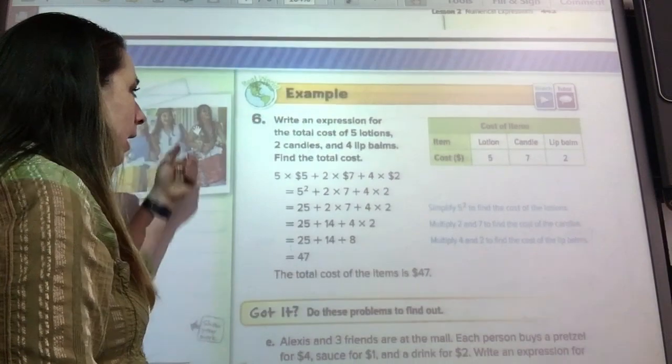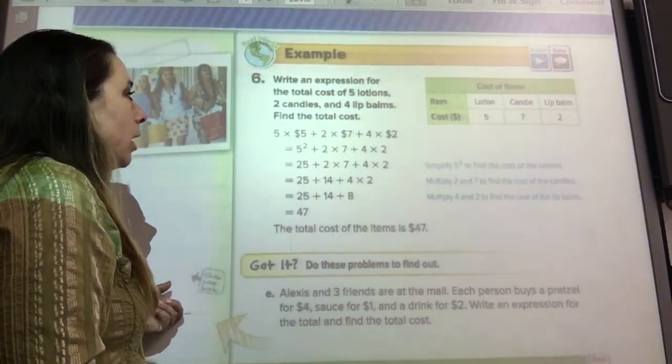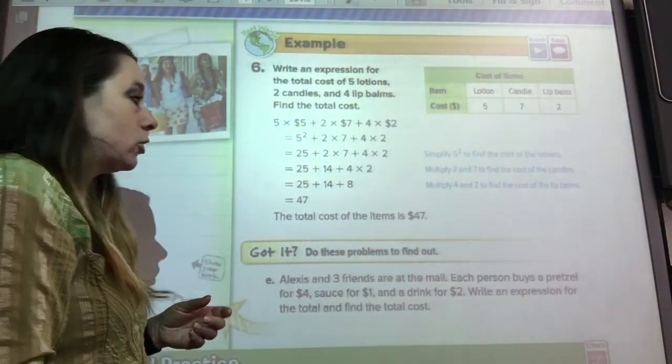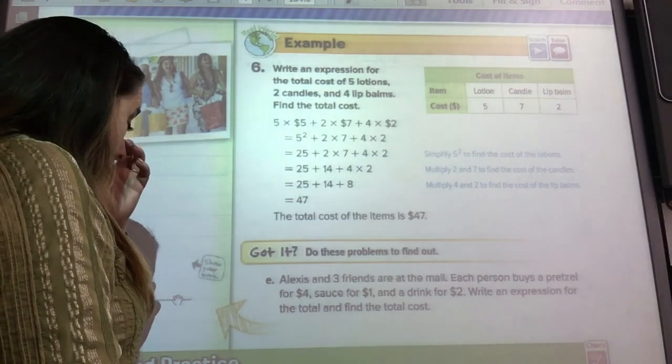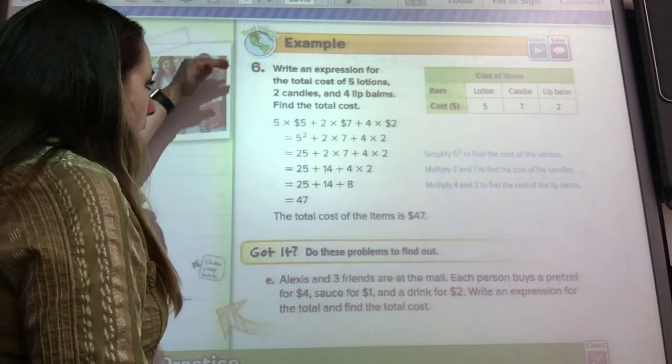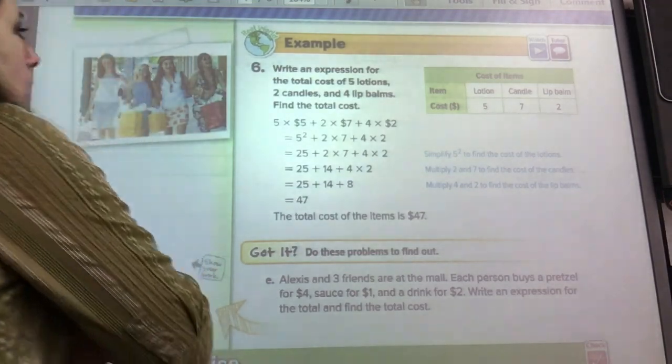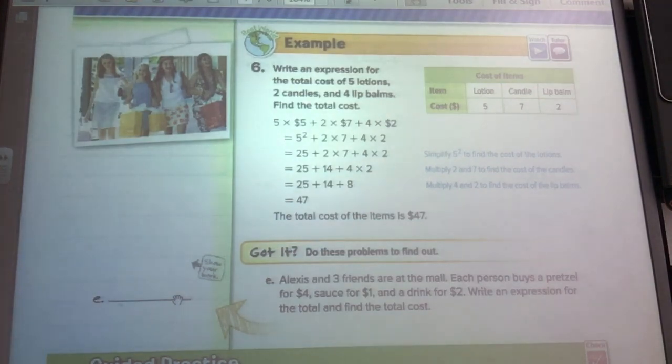All right, let's take a look at our expression here. Write an expression for the total cost of 5 lotions, and they actually did that for you. It shows here 5 lotions, 2 candles, 4 lip balms, find the total cost. So they had 5 lotions times $5 a piece, 2 candles times $7 a piece, 4 lip balms times $2 a piece.